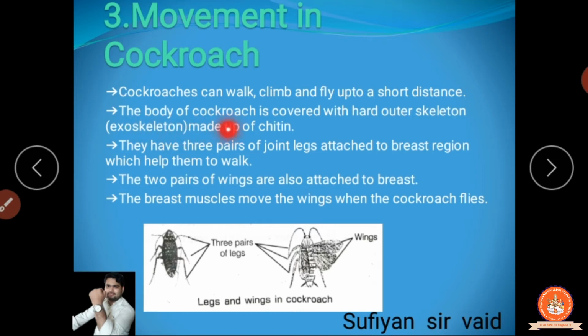The body of the cockroach is covered with a hard outer skeleton. This is an important thing. Hard outer skeleton is also known as what? Exoskeleton. The outer portion, or you can say the cover of the cockroach, is a hard outer skeleton, or exoskeleton, and it is made up of what? Chitin. This is the important thing. Then a one mark question: the body of the cockroach is made up of chitin.